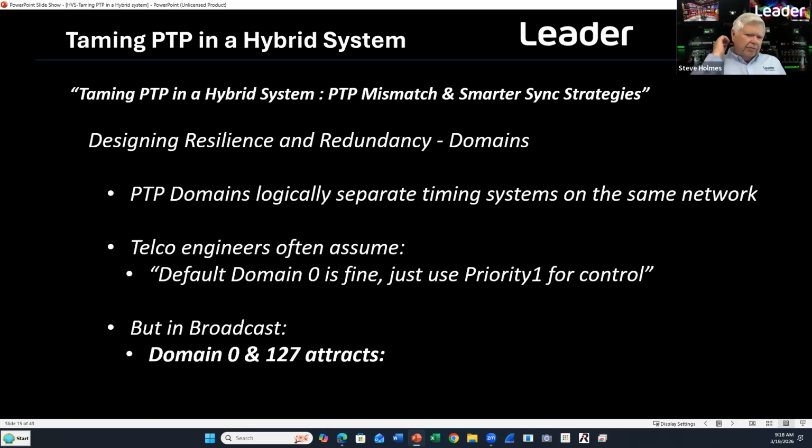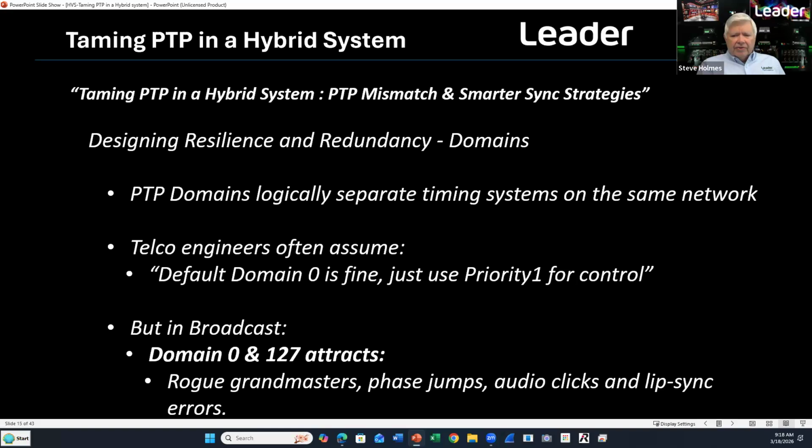Domain 0 you really want to stay away from, because it's used for AES67 and Dante and audio. And it's just best to stay away from those two numbers. Pick any number you want, and that's your domain. I use domain 44 in my office. I just grabbed it out of the sky and used it.